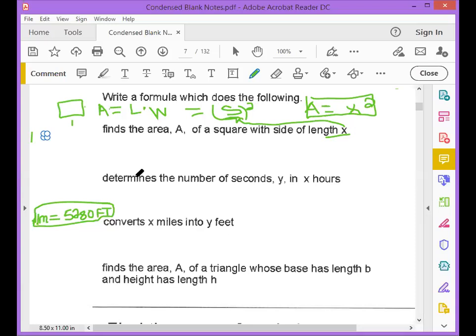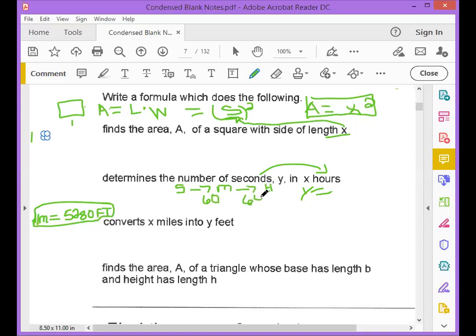Next, we want to find a formula that determines the number of seconds, y, in x hours. So we're trying to figure out how many seconds there are in an hour, and we're calling x the number of hours. We know something about this relationship. In order for us to go from hours to seconds, we must first convert hours to minutes, and then minutes to seconds. Now, how many seconds are there in 1 minute? There are 60 seconds in 1 minute. How many minutes are there in an hour?